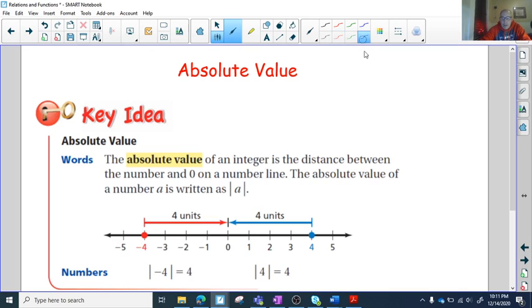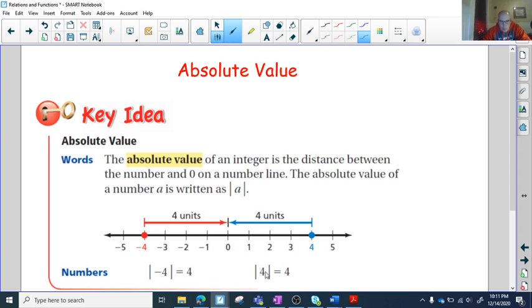So for example, if I say here, what's the absolute value of -4? Absolute value is these two straight lines. Those are the symbols that mean absolute value. What this is asking is, how far would it be from the number -4 back to 0 on a number line? Well, the distance would be 4 units.